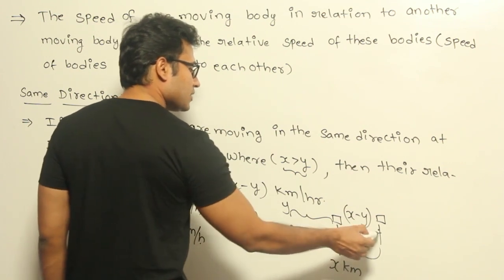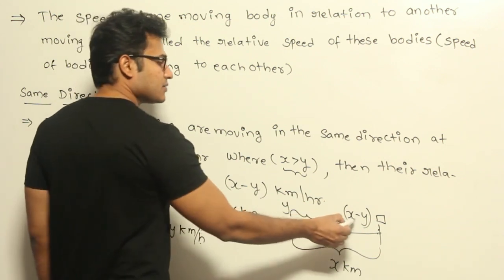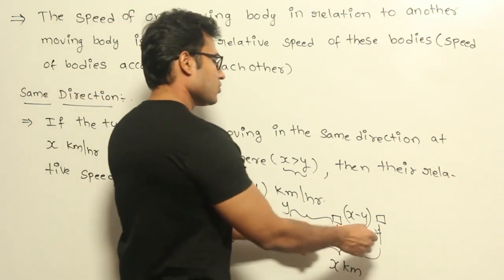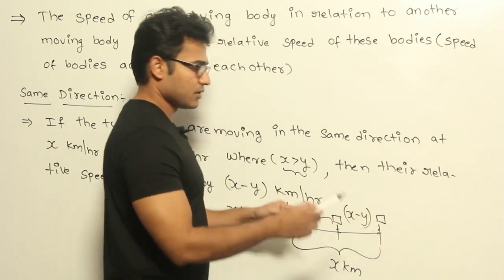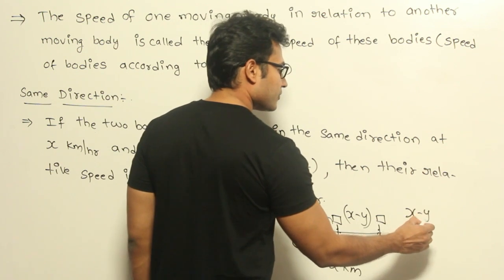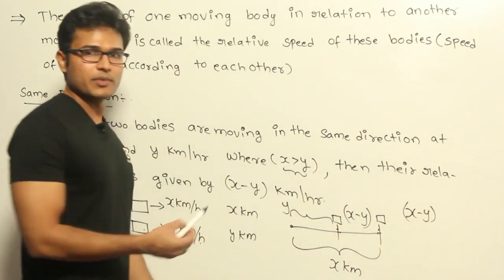Therefore the distance between these two is increasing at a rate of x minus y kilometers per hour. Are you getting this? These two bodies are going to be separated at a rate of x minus y kilometers per hour, right? So that is why the relative speed is x minus y kilometers per hour.